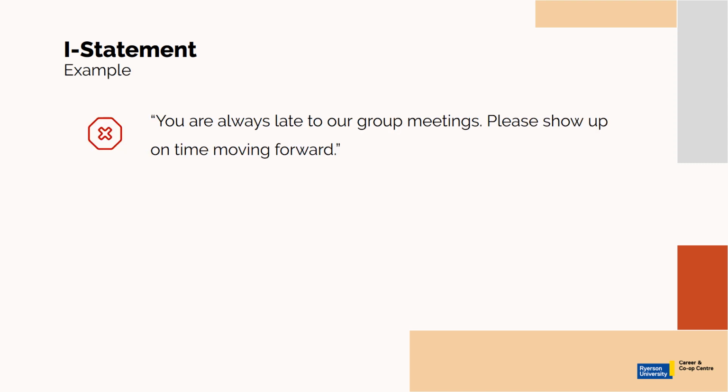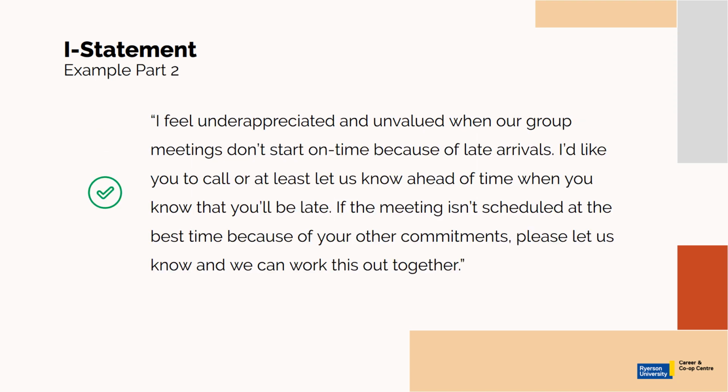For example, rather than saying, "You are always late to our group meetings, please show up on time moving forward," you can change this to, "I feel underappreciated and unvalued when our group meetings don't start on time because of late arrivals. I'd like you to call or at least let us know ahead of time when you know that you'll be late. If the meeting isn't scheduled at the best time because of your other commitments, please let us know and we can work this out together."